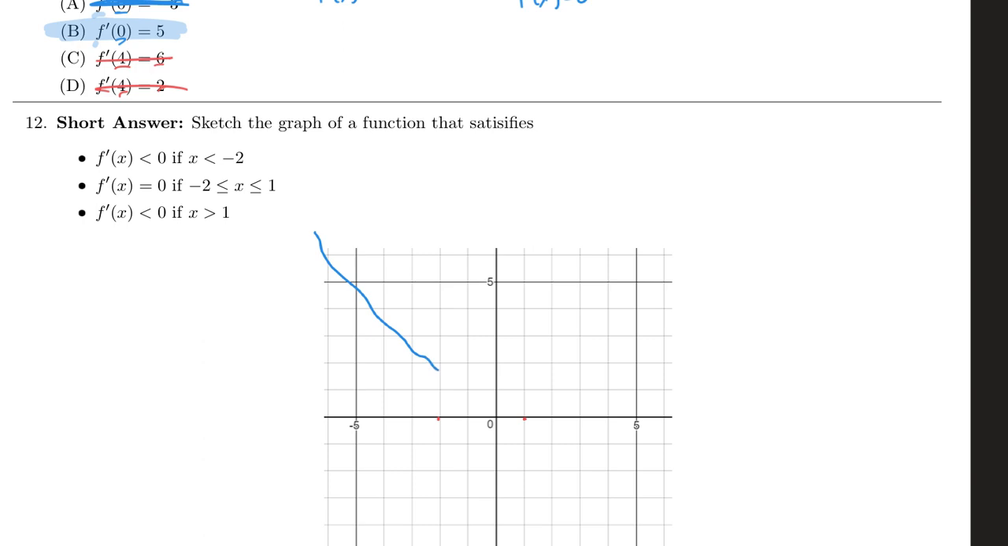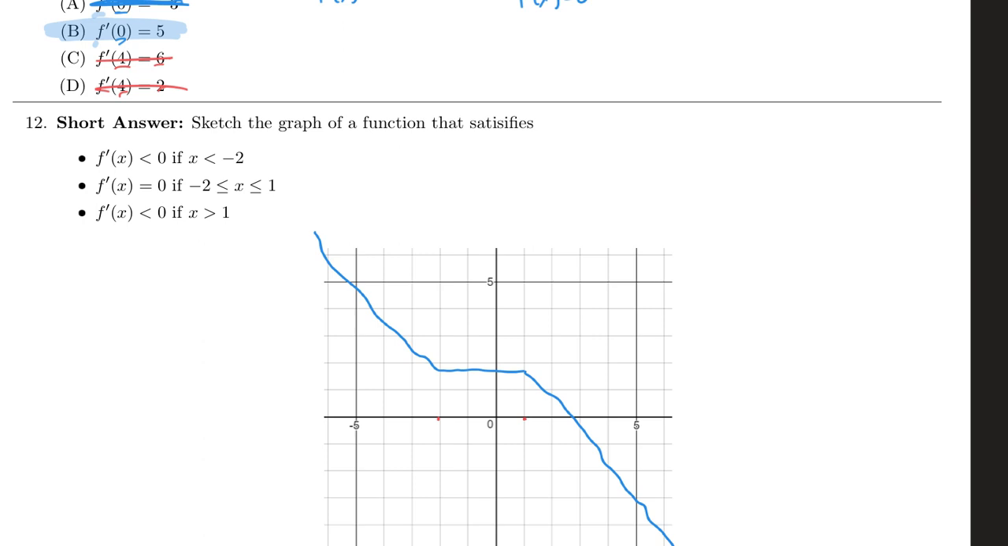then that means my derivative is negative. If my derivative is 0, there's only one possible thing you can draw, and that's a flat line. That can't be increasing or decreasing, so it has to be a flat line. Then after that, it's decreasing again. You can just draw straight lines. You can do little wiggly lines as well. All right, but that is a function that satisfies it.